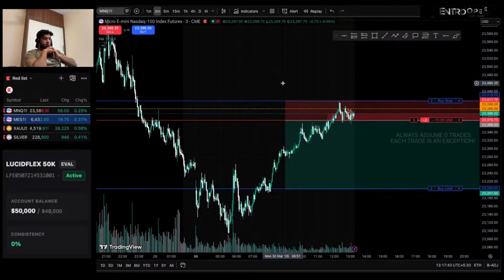What I'm thinking is the SL that I've put is actually lower than my usual defined risk. So I think it's good to go. We'll try it out and see what happens.